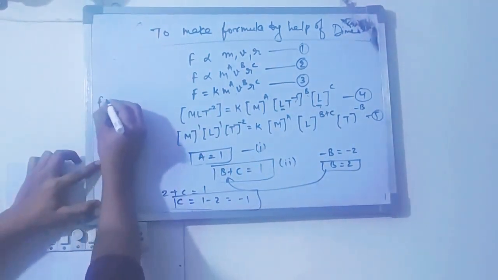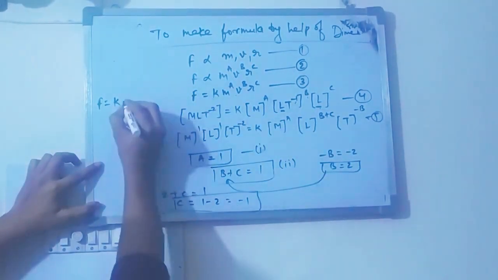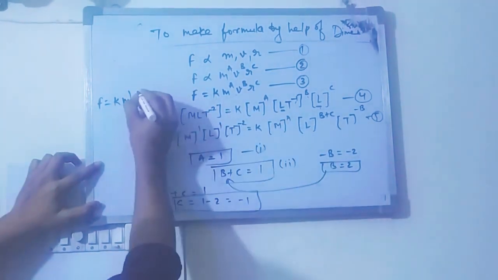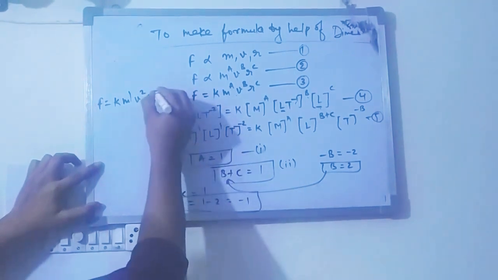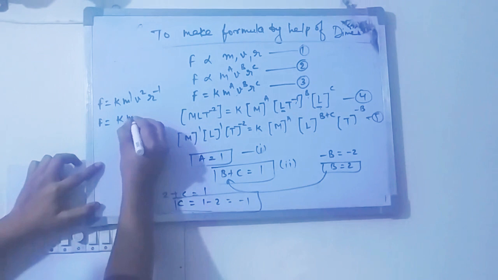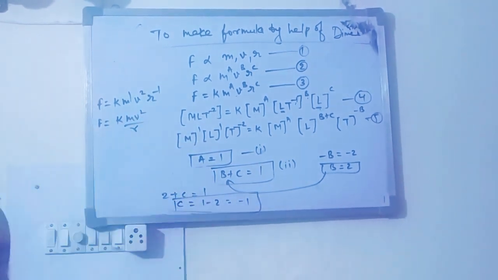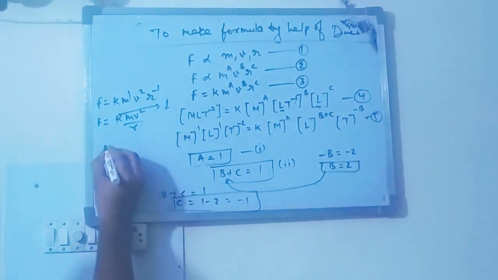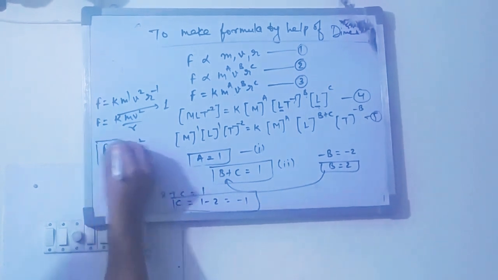Then what are you getting? F is equal to K, the constant, M to power A. A is 1, so M. V to power B, and B is 2, so V square. And R to power C. C is minus 1, so it will come into the denominator, and you will get MV square by R. K is a constant. Generally the constant K is 1 here. For the constant we take the value 1. Then F is equal to MV square upon R.